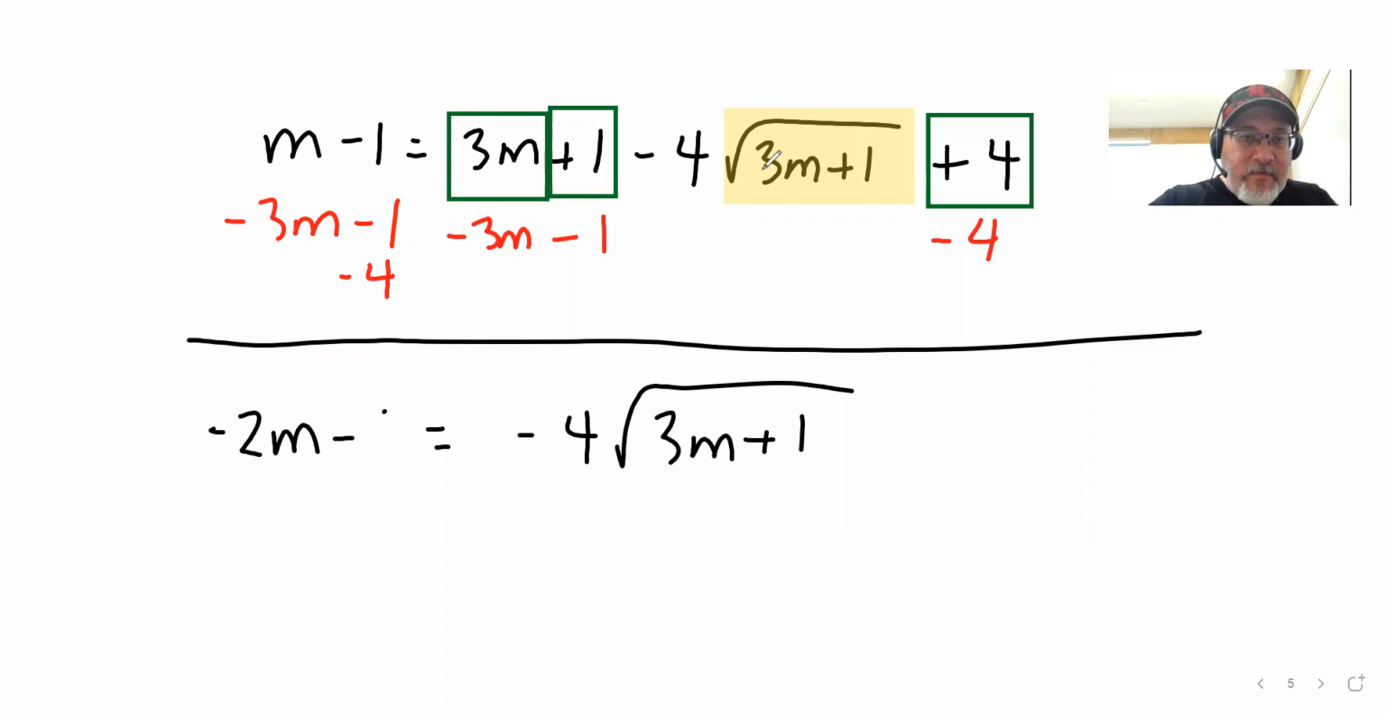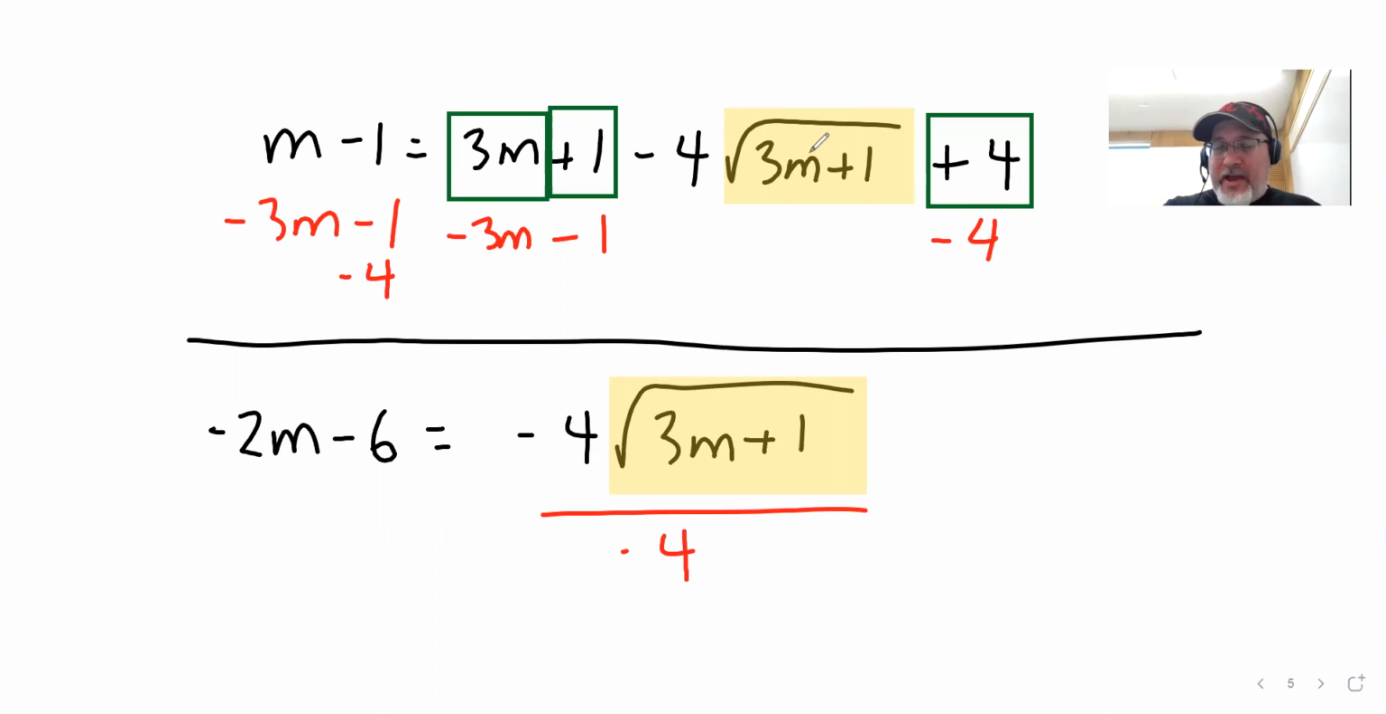Negative 6. Which gets us a lot closer to isolating the square root. Remember, we had to reset the solving the square root equation algorithm. And now we got to get rid of the negative 4. Now, the negative 4 is multiplied. And how do you get rid of something that's multiplied? Well, the answer is divide.